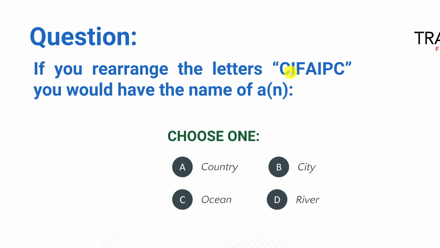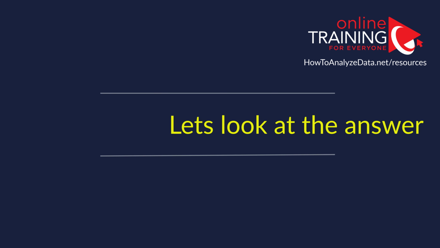So the tricky part of this question is that these are not the final answers. You can't rearrange this set of letters to get to the country. You can't rearrange it to get to the ocean letter or to any one of these letters. It is a country name that would be a result of this rearrangement, or an ocean name, or a city name or river name. So let's see if you can get this one correctly.